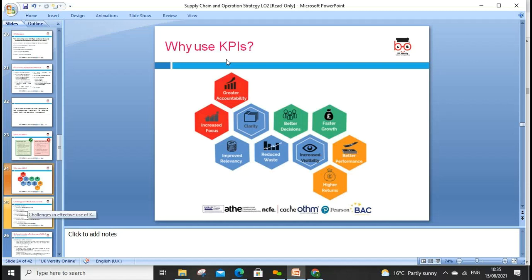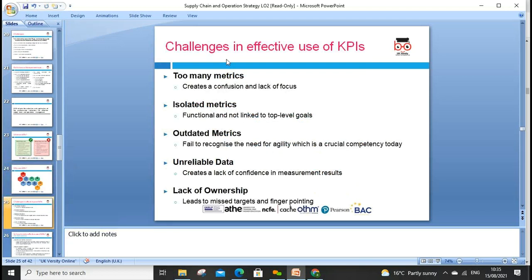Okay, so we get greater accountability, increased focus, clarity, better decision making, involvement. Have you ever watched the program Undercover Boss? It's quite good to watch. This is why we are doing this: we really want to improve performance and we want to understand our own business, and then we can make the decisions.